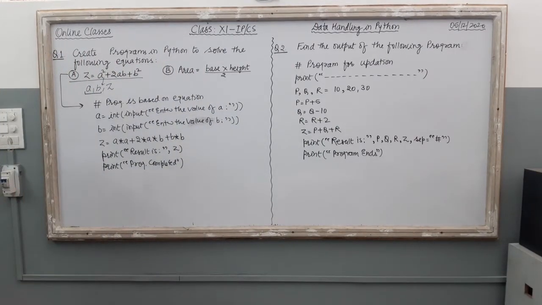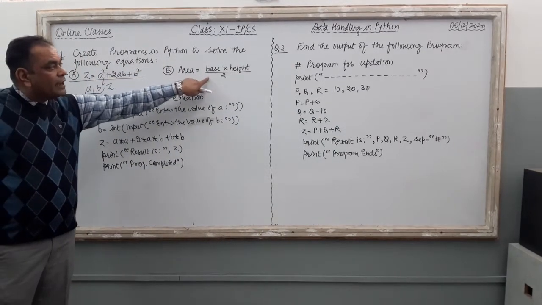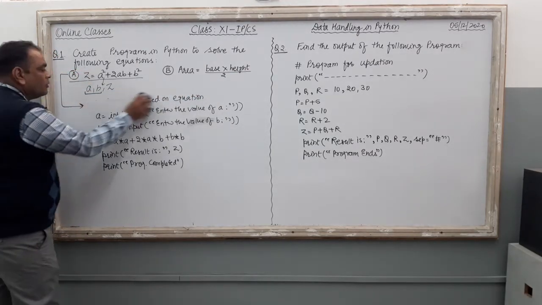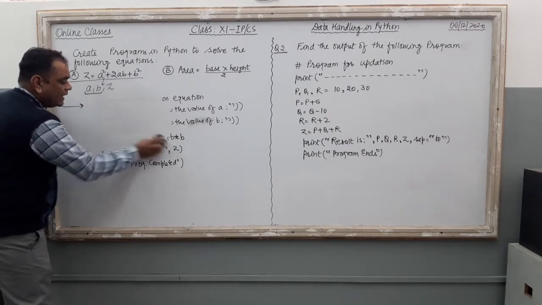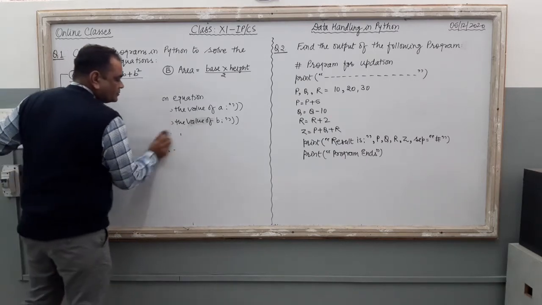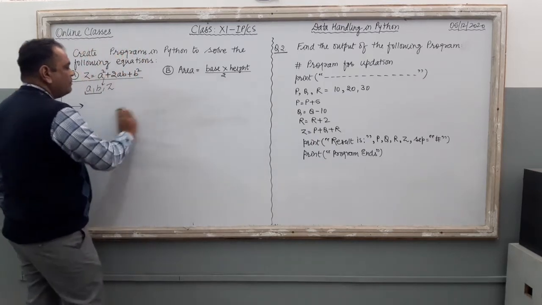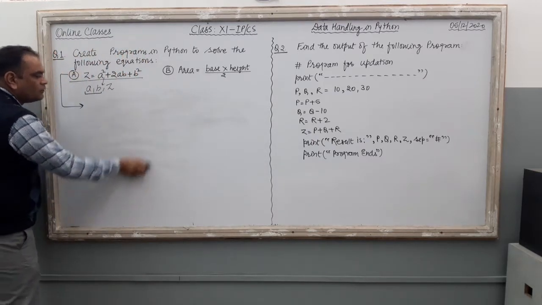Now we are going to create the program for equation number 2. Just see, this is the equation. It is the formula of calculating the area of triangle. Right? So for calculating the area of a triangle, you require base as well as height of the triangle.